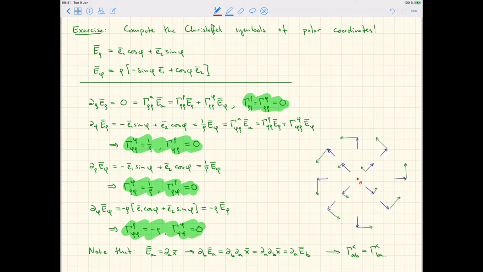Looking at the graphical interpretation of our results, we can draw the tangent vector basis as in the previous exercise, and if we follow this line, it is a coordinate line of the coordinate rho. And we can see that along this direction there is no change in the tangent vector E rho, which is compatible with us finding that gamma rho rho rho and gamma rho rho phi are equal to 0. On the other hand, the tangent vector E phi does change, and its length grows with the coordinate rho, as indicated by its partial derivative with respect to rho being proportional to itself.